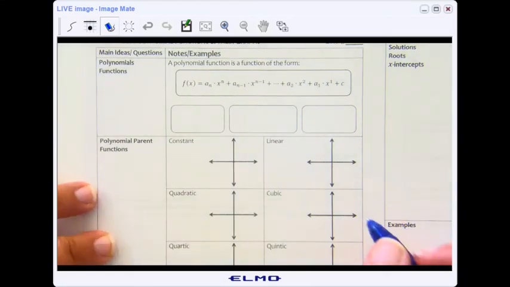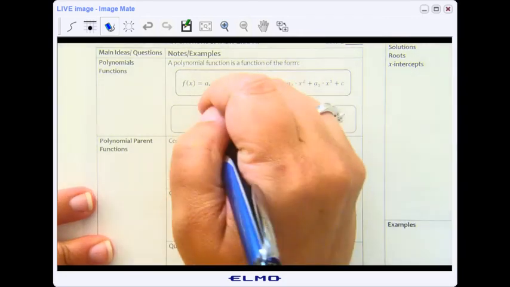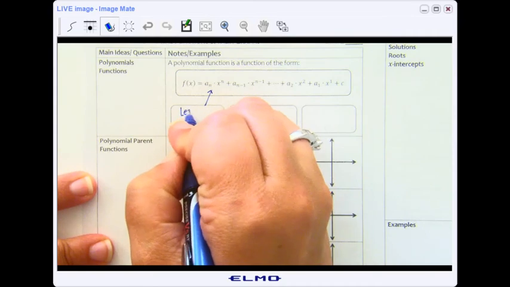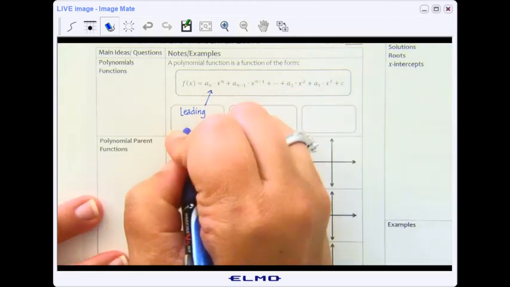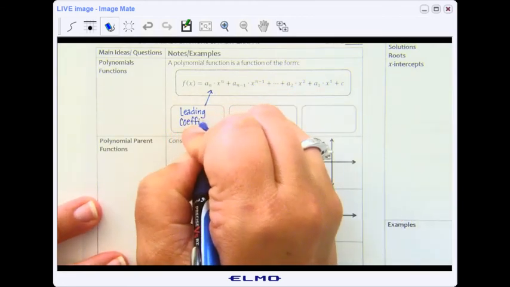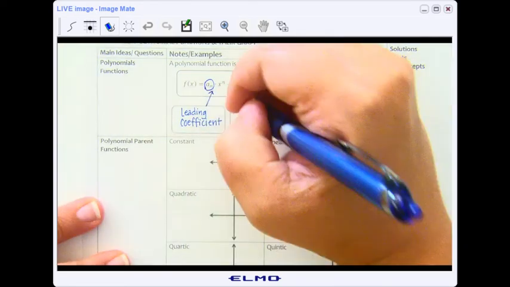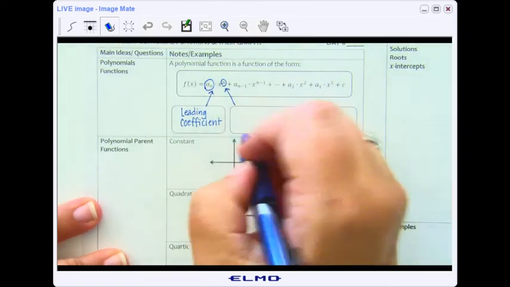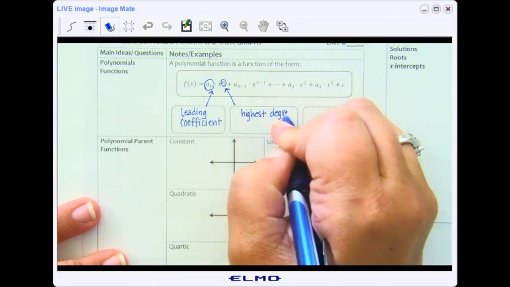When working with polynomial functions, they will always be in this form. This first term is what we call the leading term, and we use it to identify the leading coefficient. The degree of the polynomial is always going to be the highest degree of the exponent in the first term.